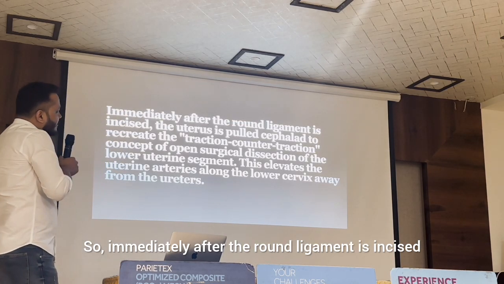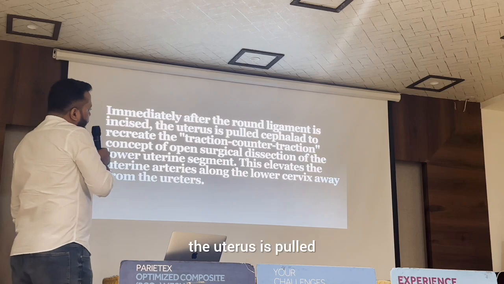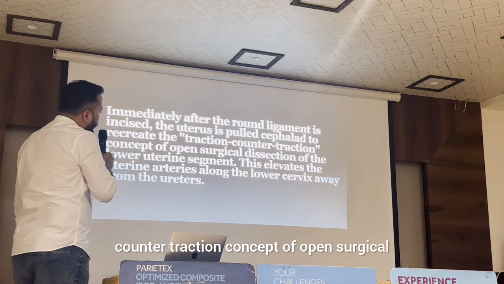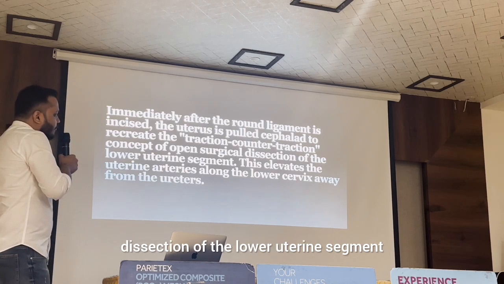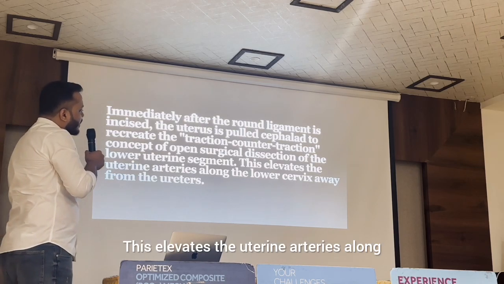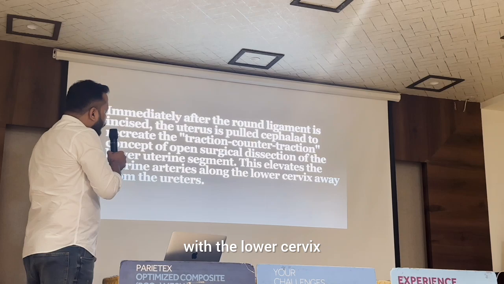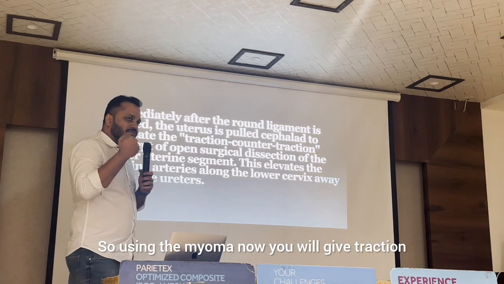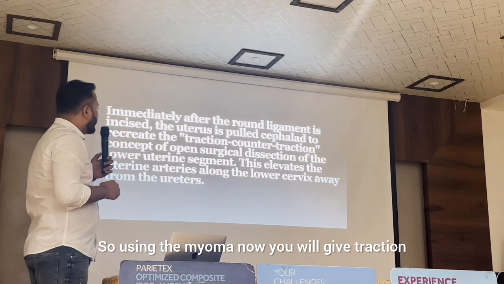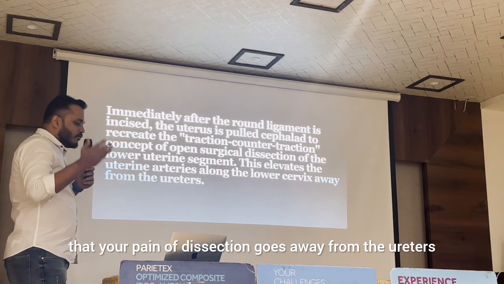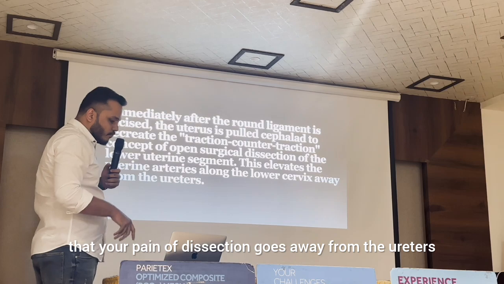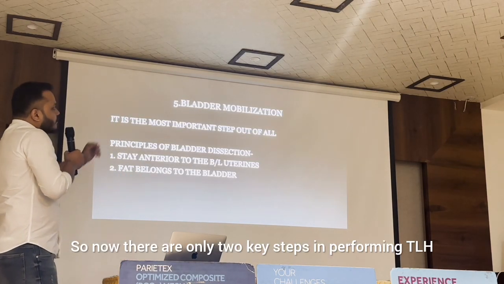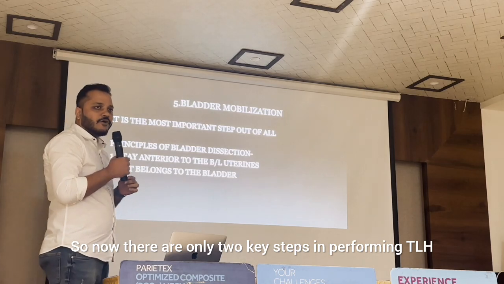Immediately after the round ligament is incised, the uterus is pulled cephalad to recreate the traction-countertraction concept of open surgical dissection of the lower uterine segment. This elevates the uterine arteries along with the lower cervix away from the ureters, right? So using the myoma screw, you will give traction and countertraction so that your plane of dissection goes away from the ureters, and it prevents ureteric injuries. So now there are only two key steps in performing TLH.